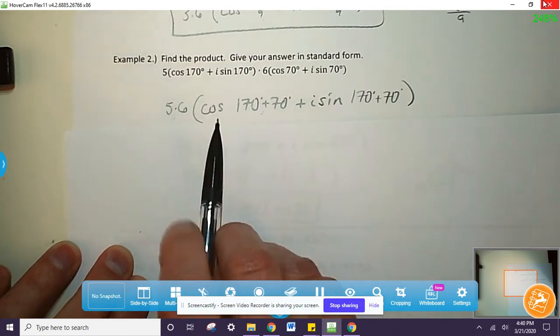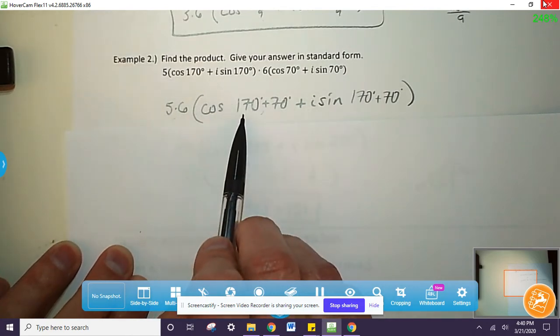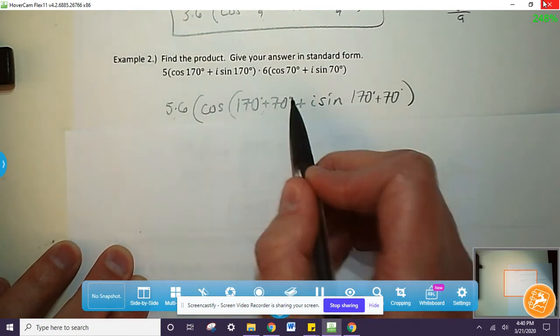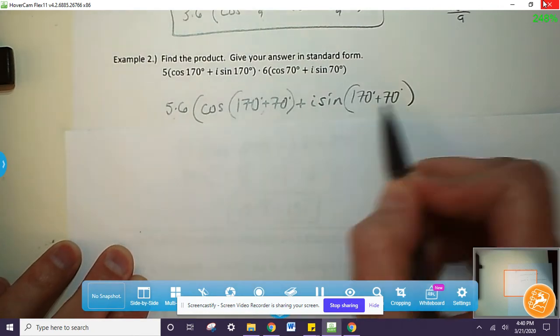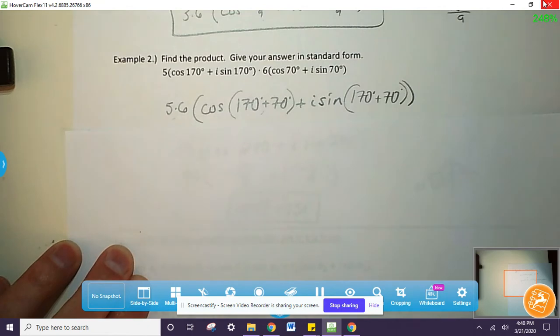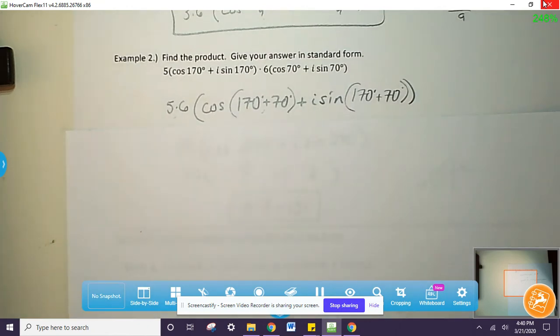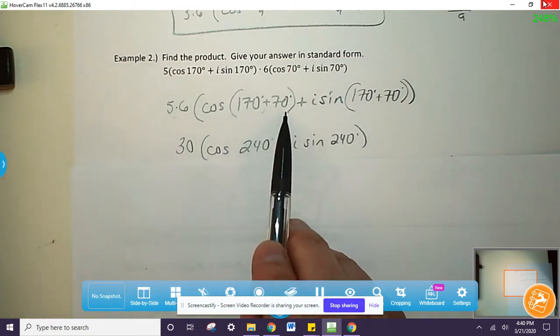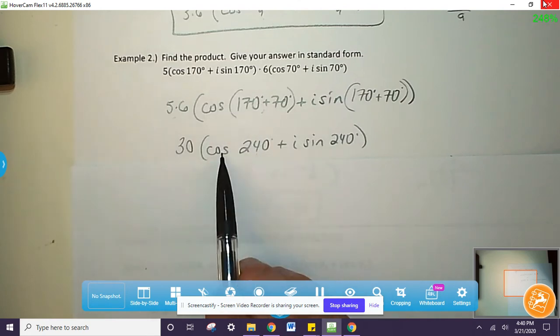Because right now it says cosine of 170. We want the cosine of that sum. I actually want to have the cosine of 240 instead. So just a small note for you about those parentheses. 5 times 6 is 30, and 170 plus 70 is 240. I no longer need these parentheses that I had inside because now I just have that one angle.